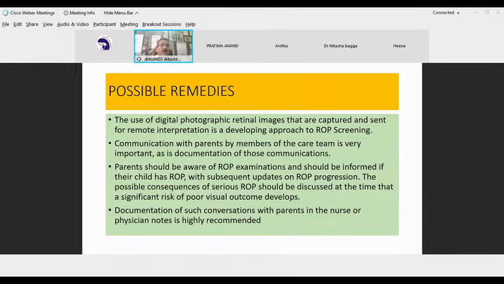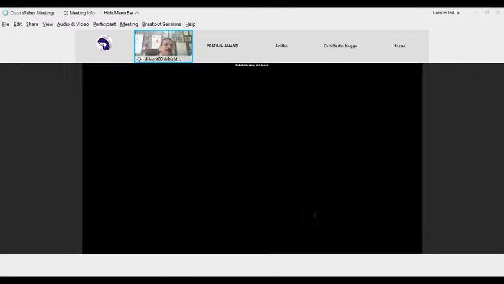and they should be informed if the child has ROP, with subsequent updates on ROP progression. Now you need to come every 1 week or 3 days. Sometimes we ask them that in AP ROP also. A documentation of such conversations with parents in the nurse or physician notes is highly recommended. Thank you.